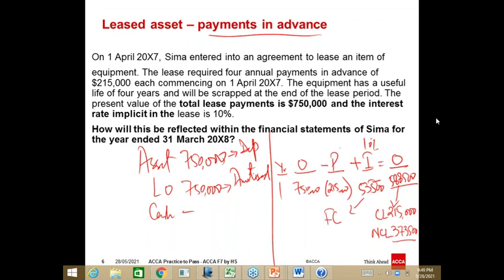Current liability in case of advance payment will be the installment amount. So out of 588,500, you are going to pay 215,000 in the next year. So whatever liability will be settled in the next year will be reported as current liability. And the remaining amount after deducting the current liability would be the non-current liability.